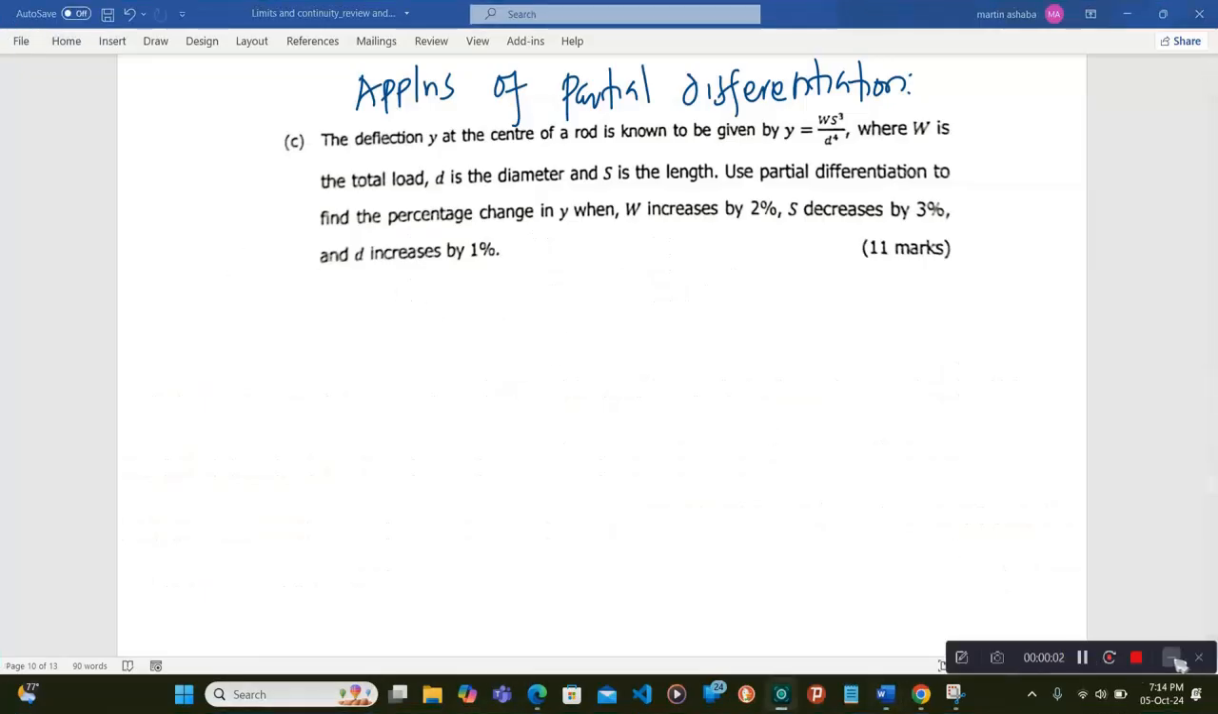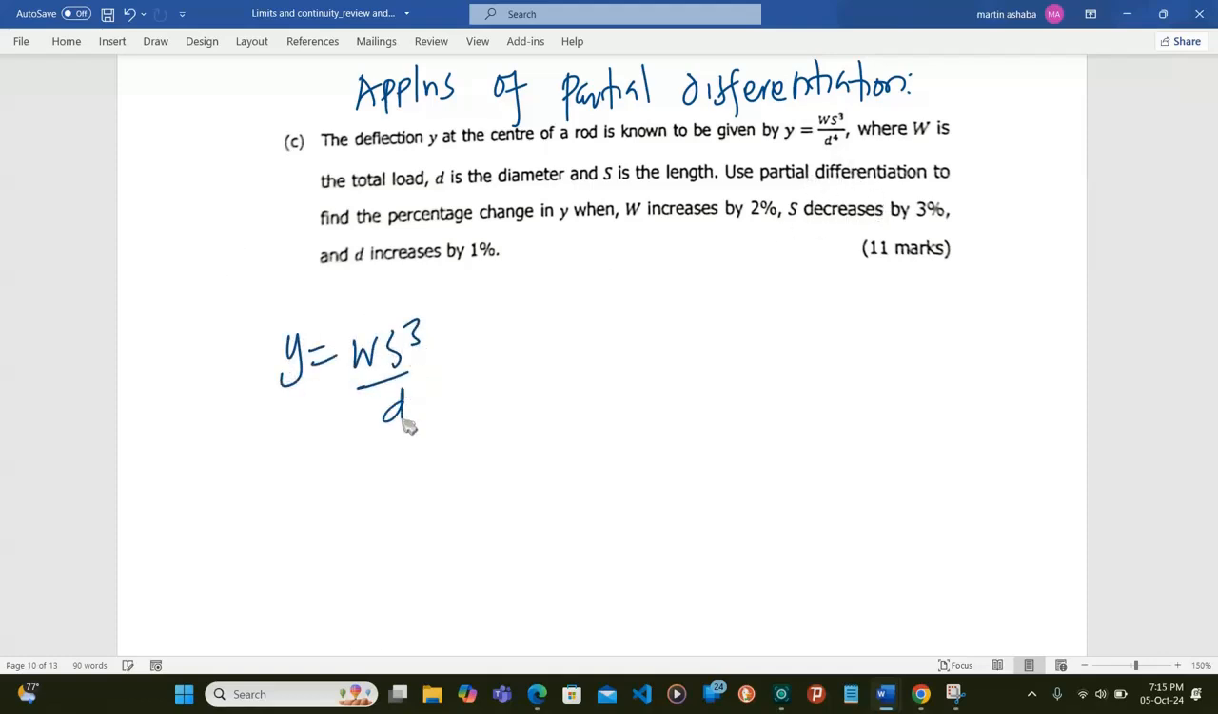Members, you're welcome once again to this application of partial differentiation. We are given that the deflection y at the center of a rod is known to be given by y = w s cubed over d to the power 4, where w is the total load, d is the diameter and s is the length. Use partial differentiation to find the percentage change in y.